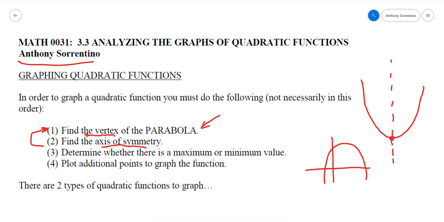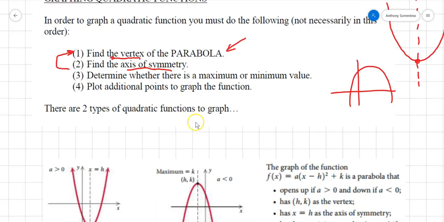So there's two types of quadratic functions to graph. And if you don't have it in one of these formats, the whole idea is to try to put it into one of these formats. One is a lot easier to put into than the other. The other one, if you're not given that format, it's better to just try to transform it into the other format. So let's look at these formats.